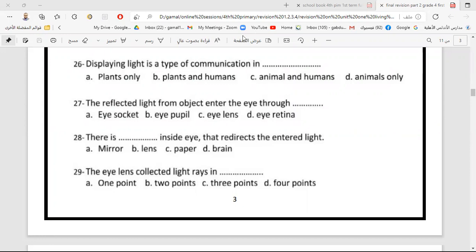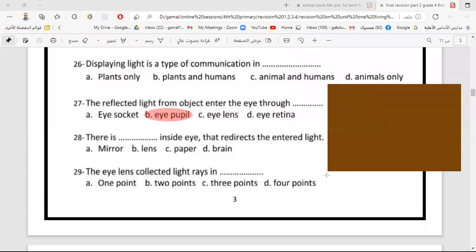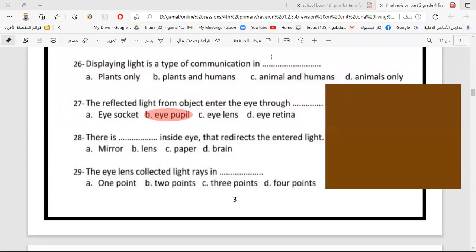The reflected light from object enter the eye through eye pupil. Listen, my son. I want to draw the eye and show you the shape of the eye. You will focus with me on the shape of the eye, okay? I will draw the eye for you here.